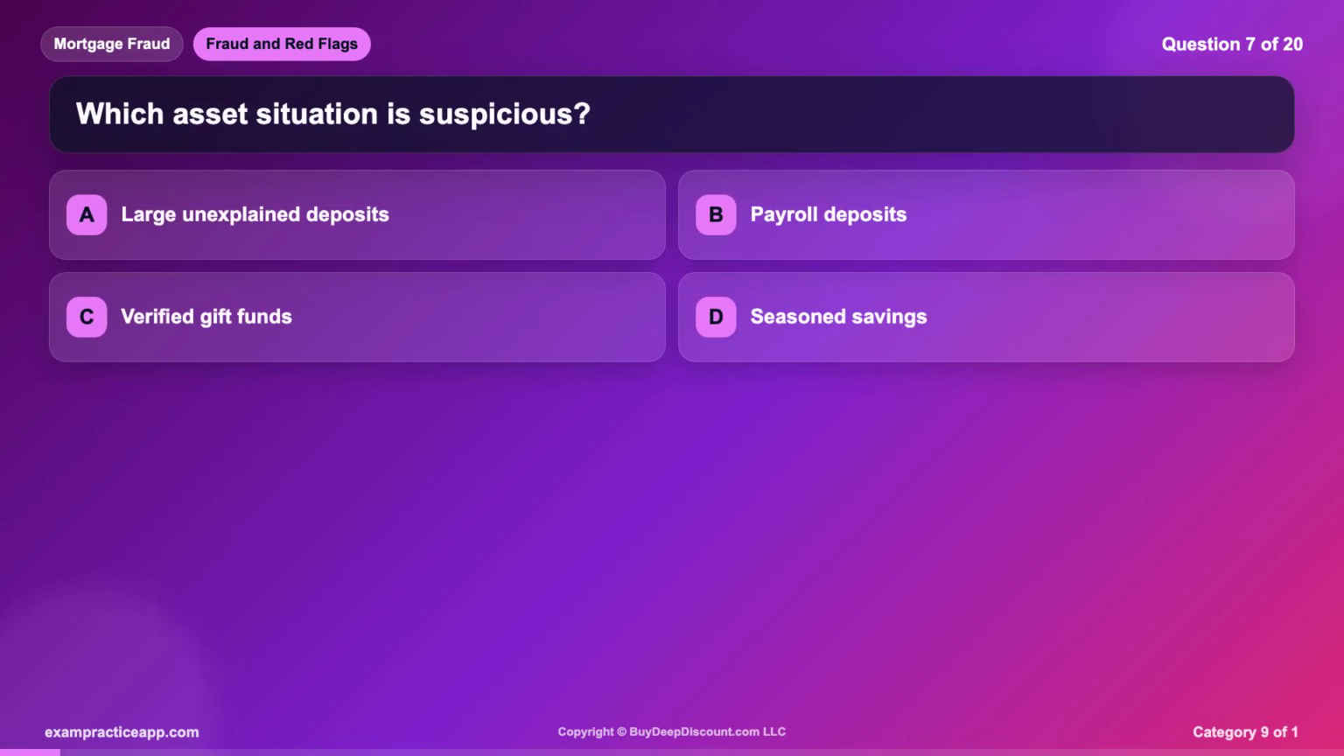Question 7. Which asset situation is suspicious? Option A, large unexplained deposits. Option B, payroll deposits. Option C, verified gift funds. Option D, seasoned savings. Take a moment to choose your answer. The correct answer is option A, large unexplained deposits. Explanation. Unexplained funds may indicate borrowed money.